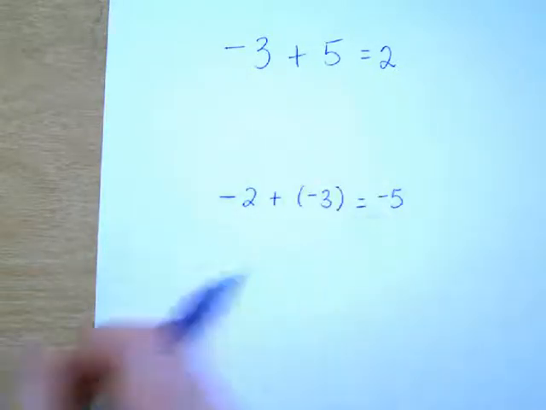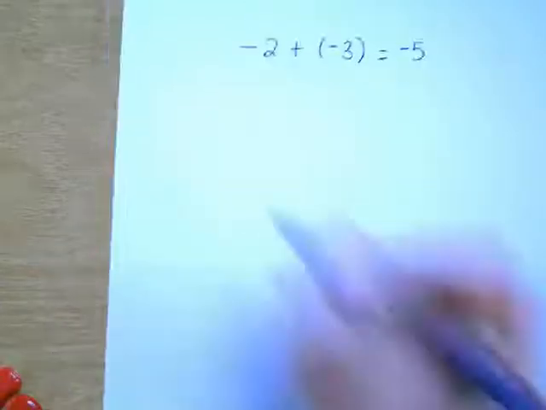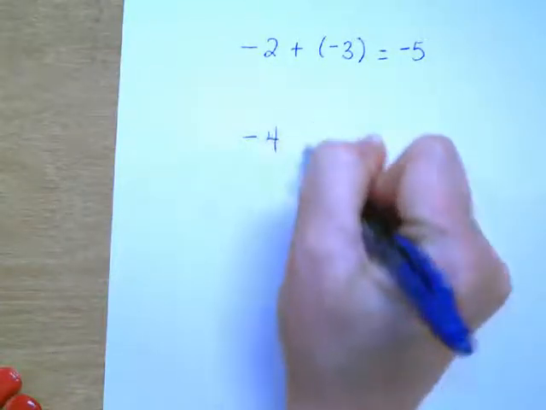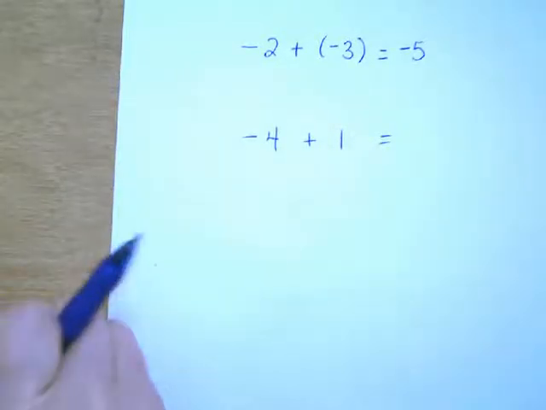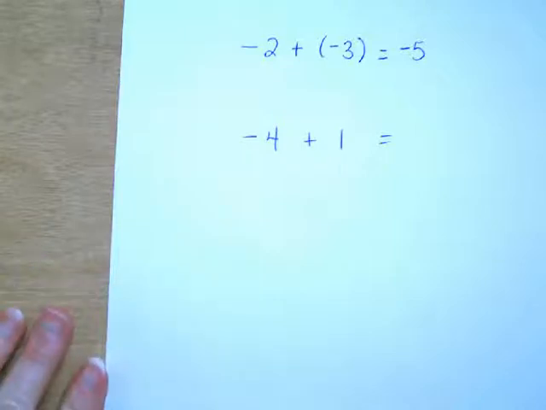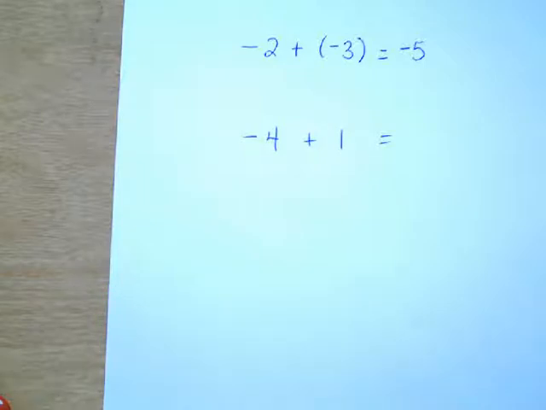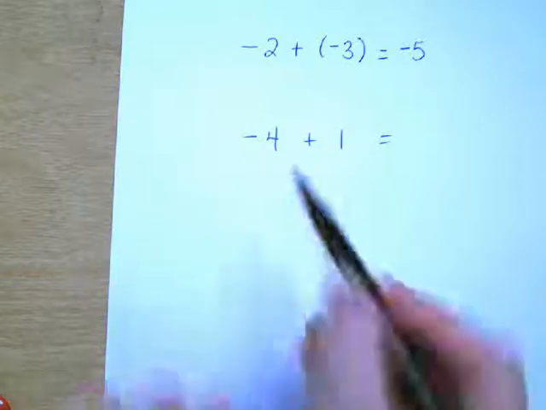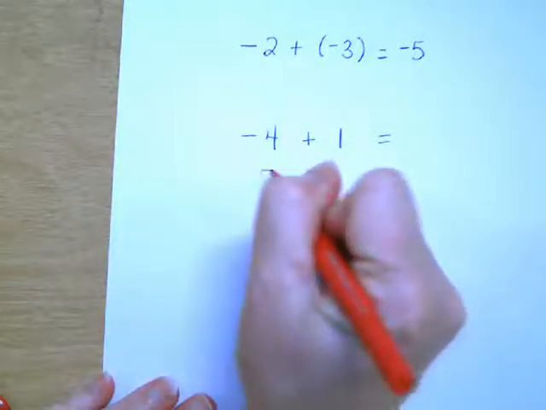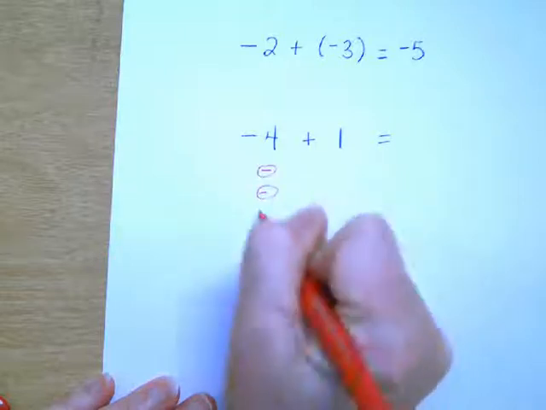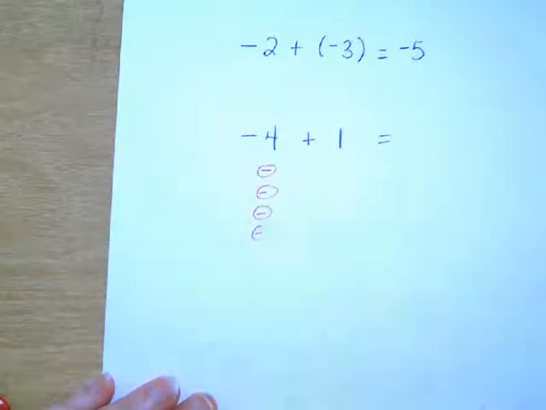Okay, let's try another one. -4 plus 1. Again, maybe I don't have any beans with me, so I could do something else. I could create my own model. So negative 4, maybe I draw 1, 2, 3, 4 negative circles, because I put a minus sign in there, so now I know they're negative.